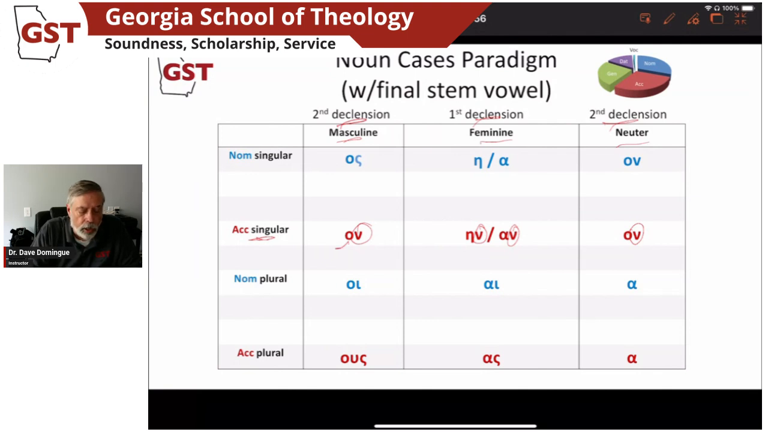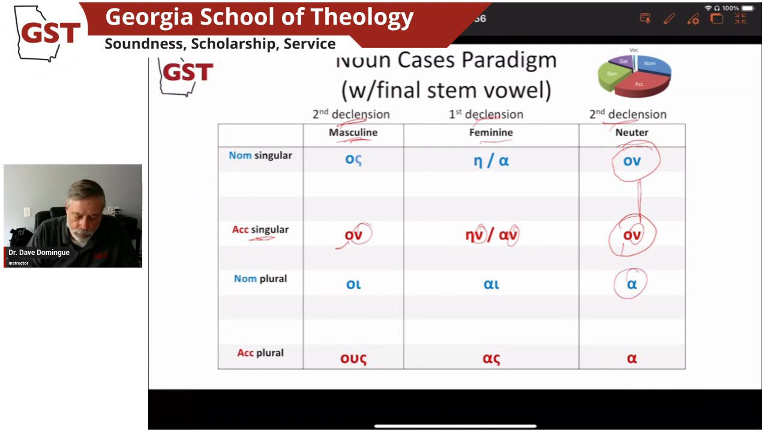Now, if it has an omicron connecting vowel, then it's going to be a second declension masculine or second declension neuter word. Depending upon the word, when you learn vocabulary, you learn certain words are masculine and other words are, in fact, neuter. Well, you just end up figuring that out. It's part of your vocabulary, in other words. You see another pattern where the nominative singular and the accusative singular also are going to be the same in terms of the case ending. They're neuter nouns. Same with the plural.